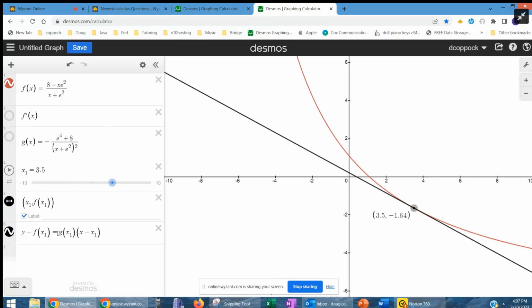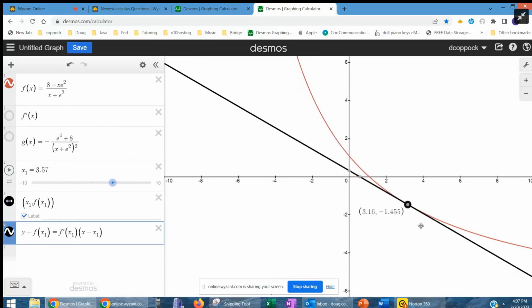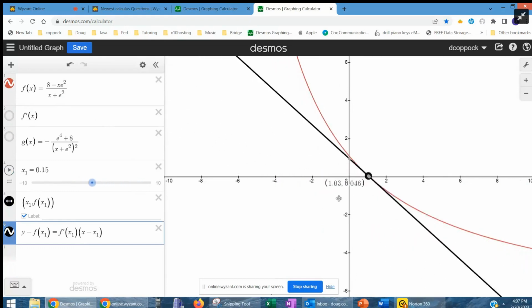I could have also changed this to f prime of x sub 1. I'll do that. Times x minus the x coordinate that you know about. And if I slide this anywhere, there's the tangent line to the graph of that function.